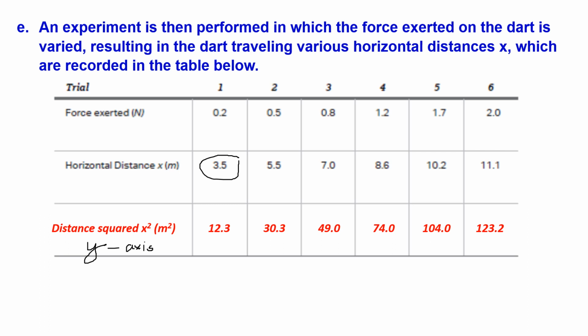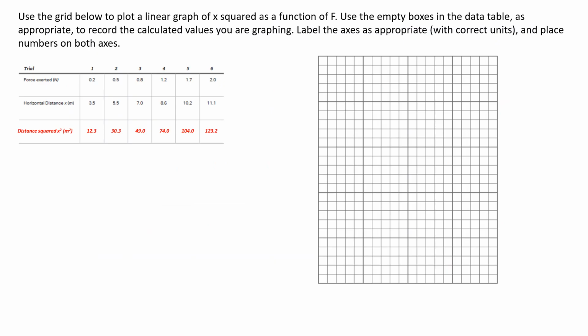Now let's graph this table. So if this is our table from the previous question, now let's graph this table. So again, which one is our y-axis? Our y-axis is our distance squared. So let's square it correctly.